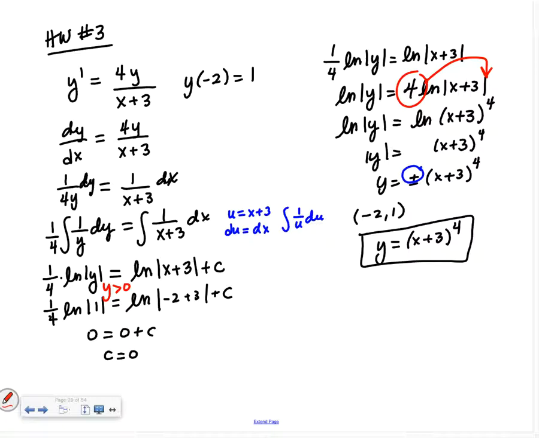So what do we say? Is x bigger than -3 or less than -3? That's a little tricky. Greater than -3 or less than -3? Our point is -2. It's bigger. It's x is greater than -3. So that's our final domain. Okay?